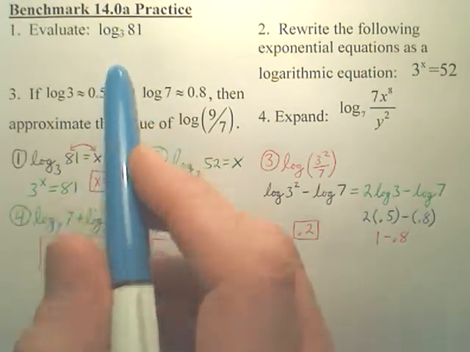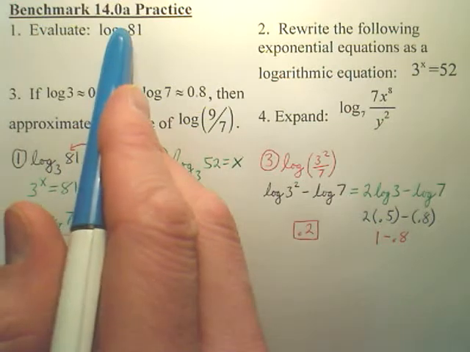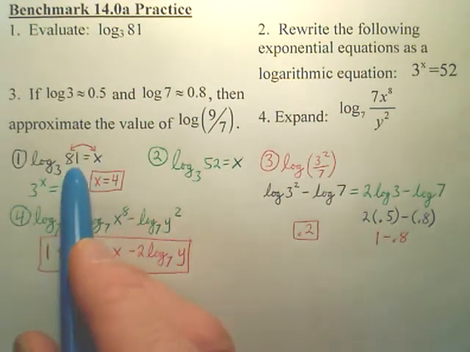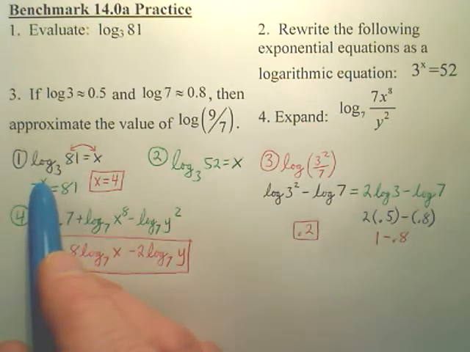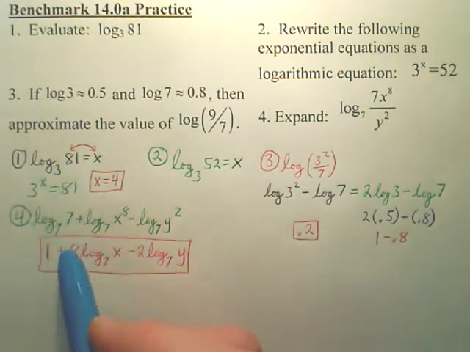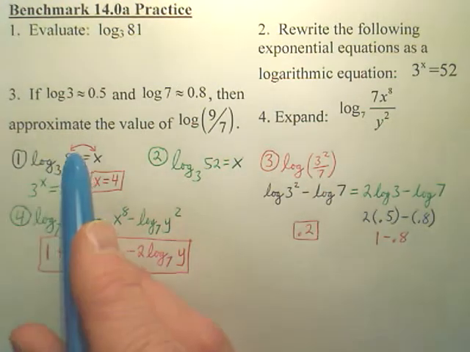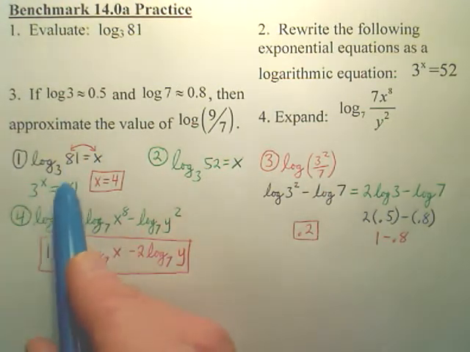If I want to evaluate this, what you do is, I first make it equal x. And then all I do is I switch the 81 and the x. See the 81 and the x? I switch those, and I get rid of the log. I just cover it up. So I drop off a log, switch these two, and then I get an exponential equation.